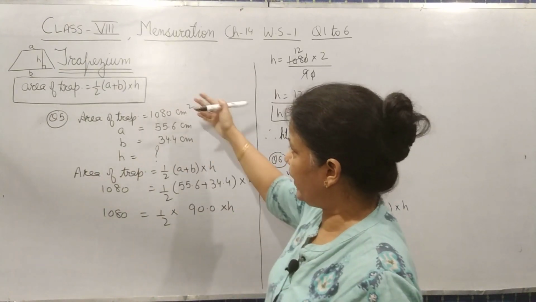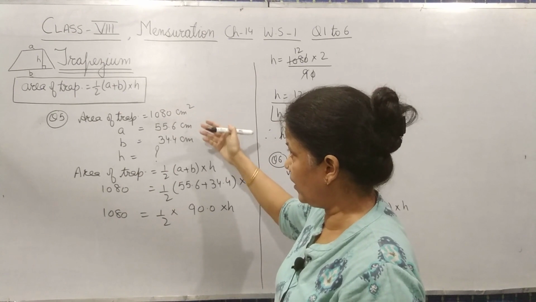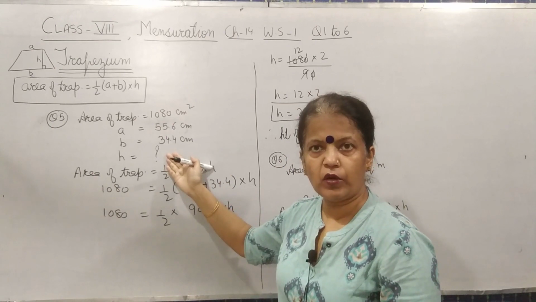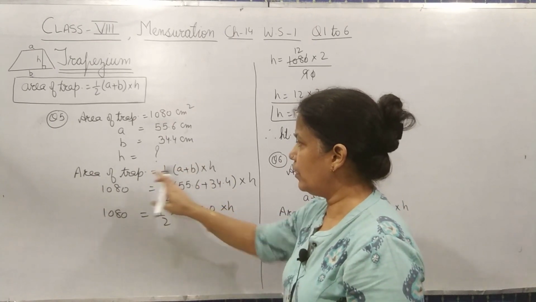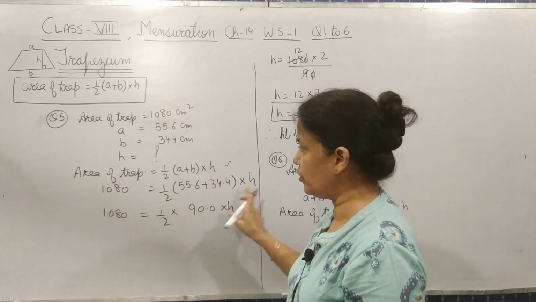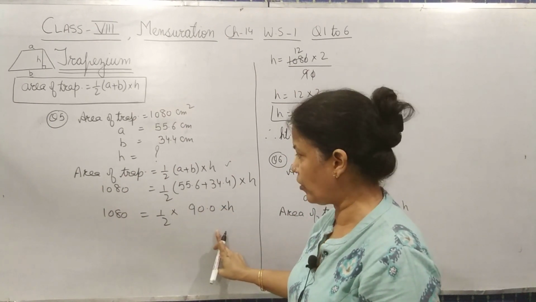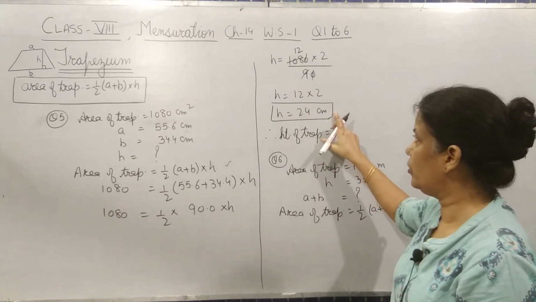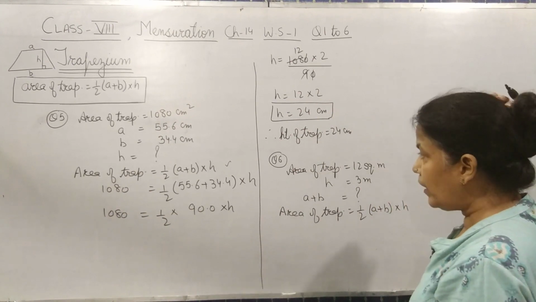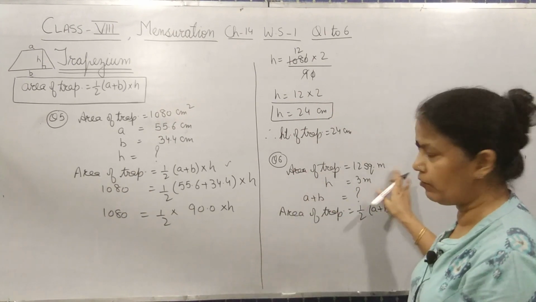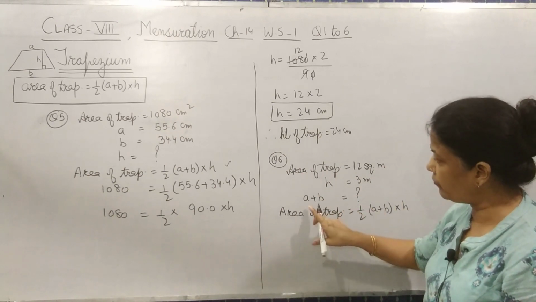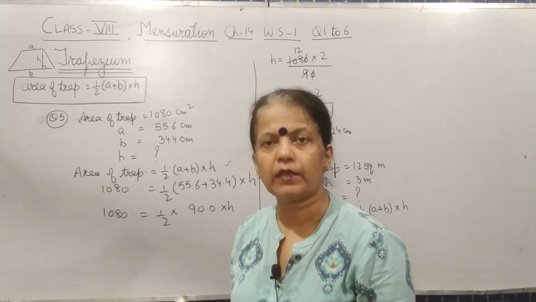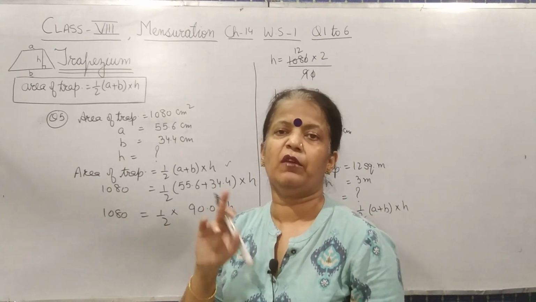Now come to the next, question number 5. In question 5, the area of the trapezium is given and the parallel sides' dimensions are given, and you have to find the height. Same procedure, the formula is there. Substitute the values in the formula and then cross multiply it, you will get the height as 24 centimeter. Okay. Now in question 6, the area is given, the height is given, and you have to find the sum of the parallel sides. Sum of the parallel sides means what do you have to find? You have to find the value of A plus B.